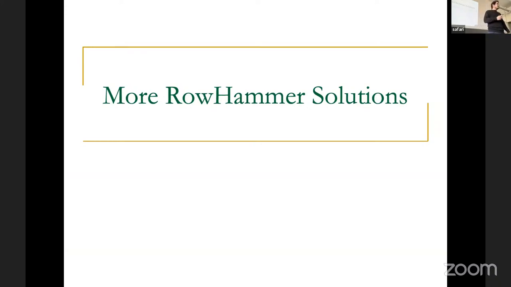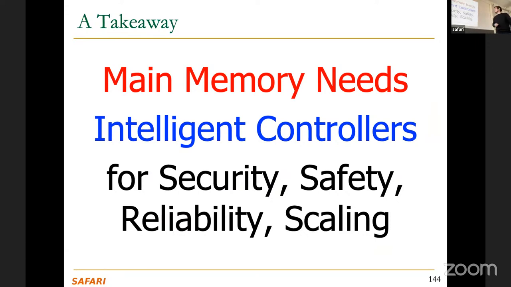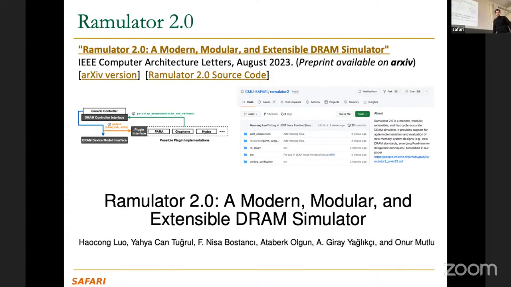I will talk about more RowHammer solutions now, more interesting RowHammer solutions. Hopefully this is somehow clear that main memory needs intelligent controllers to prevent RowHammer, and it will come with other benefits if we actually open up some innovation in this area in real life. It will help with other reliability issues as well.